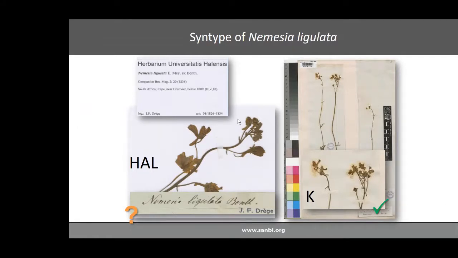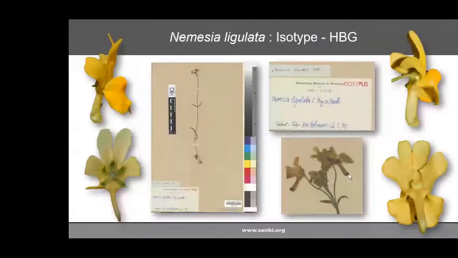If we look at the type materials that were available on JSTOR, on the left-hand side is a specimen from the type collection of ligulata, indicated as the type of ligulata. But in this image, if we look at the spur, and I will show that later on, you can clearly see it is definitely not that taxon. So this may be a case of a mixed collection. On the right-hand side is the Kew specimen of the type, and that is identical to the original description of this taxon. So we know that that is probably the right concept for the species.